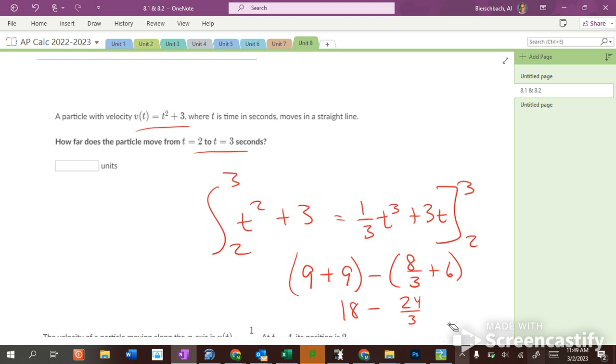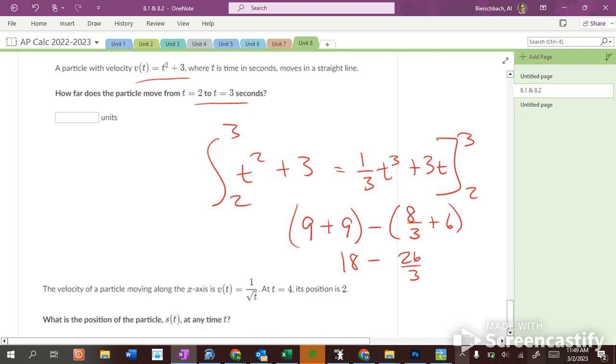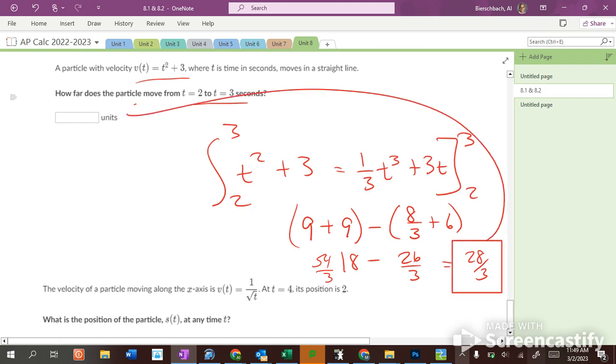No, that's not right. 26/3. There we go. So 18 is the same as 54/3, I think. So 54/3 minus 26/3 is 28/3. That's how many units. Here we go.